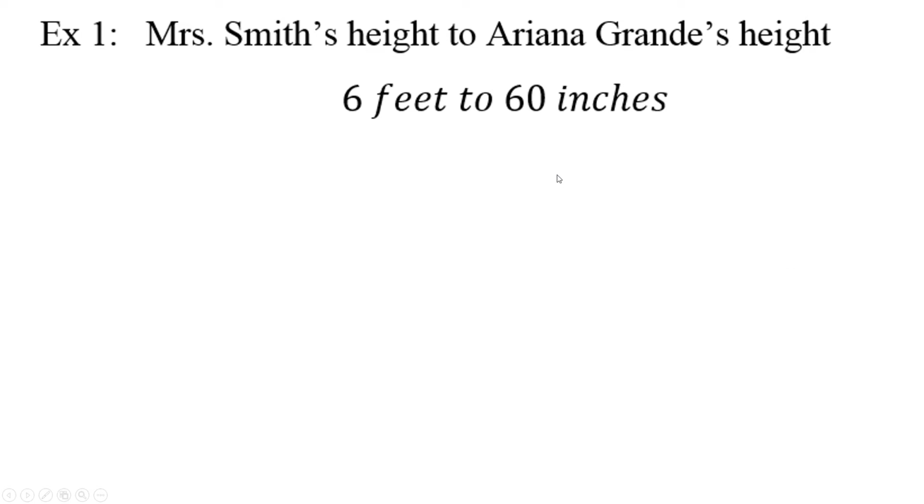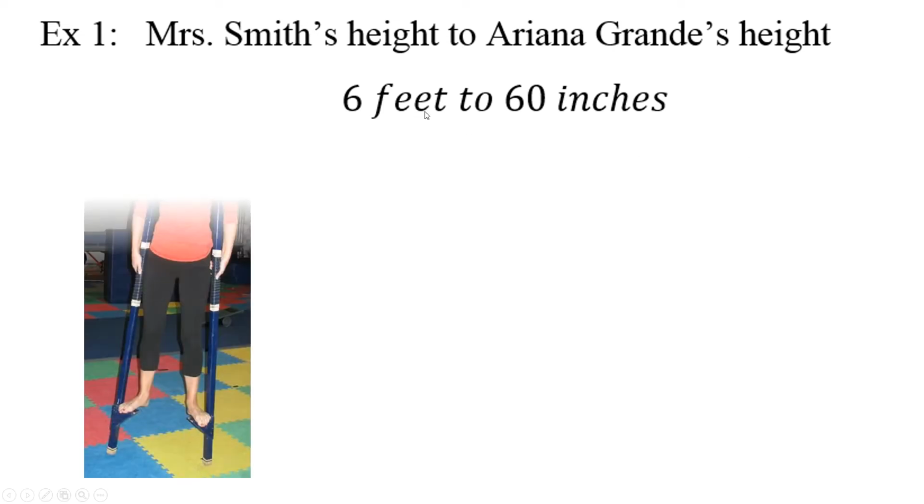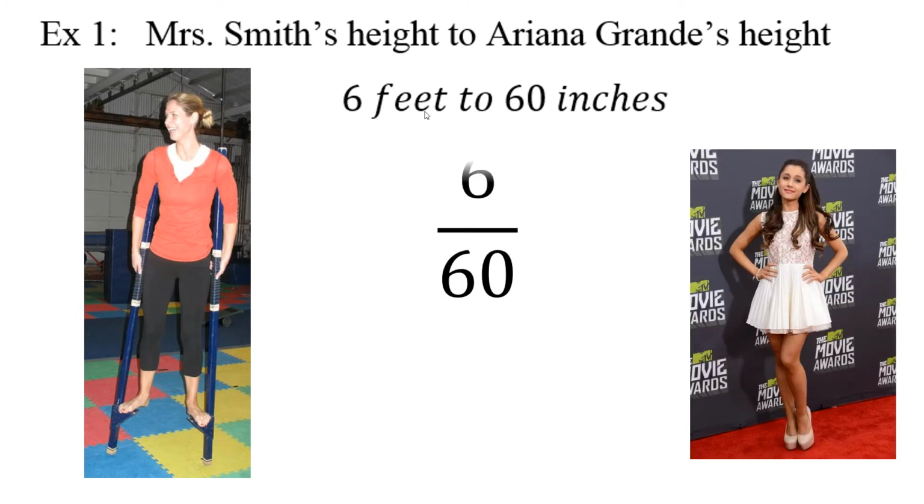So here's an example. I'm Mrs. Smith. So my height compared to Ariana Grande's height. I'm 6 feet tall. Ariana Grande is 60 inches. If you just write the ratio like this, 6 to 60, then this is my height. It seems like I'm smaller because there's no units. I'm 6 units compared to 60 units for Ariana Grande, but that's not accurate.